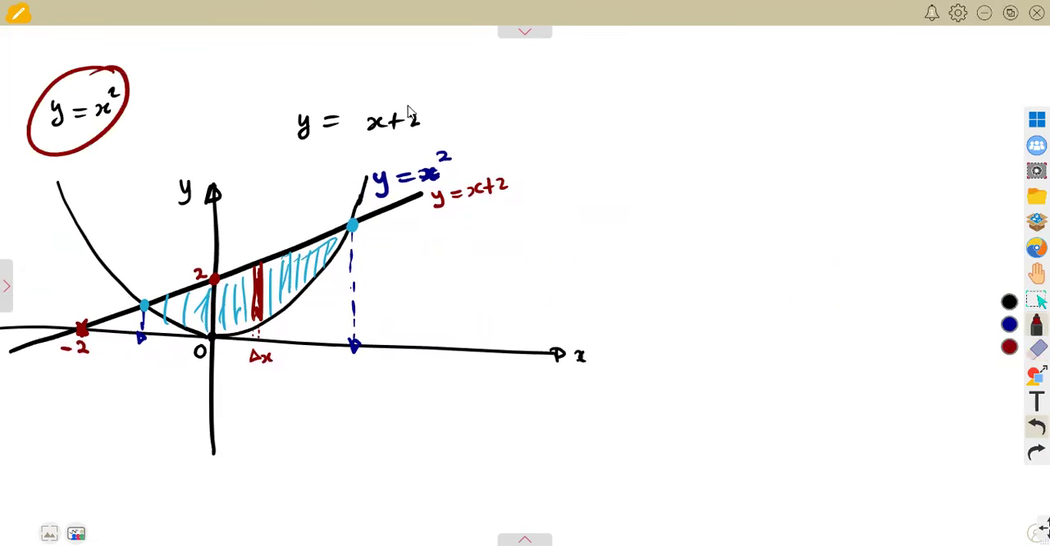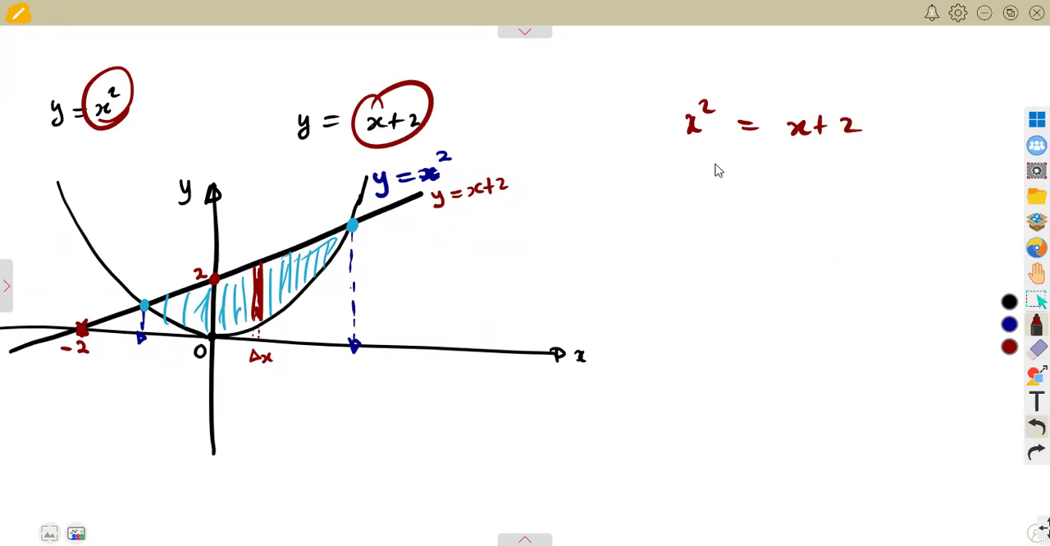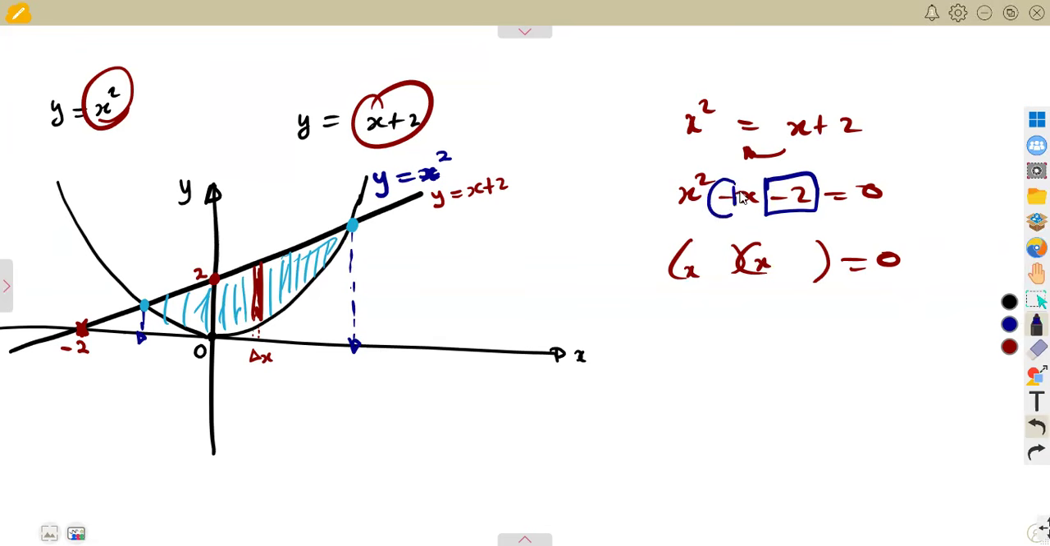So if y is equal to x squared and y is equal to x plus 2, it means these two are equal. x squared is equal to x plus 2. So you can solve for x. That's x squared transposed to the left-hand side, minus x minus 2 is equal to 0. By factorization, we can solve for x. That's x and x here. Remember the factors of -2, the products of -2, which will add up to -1.